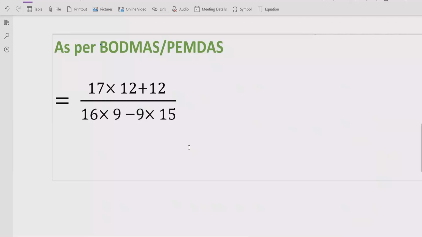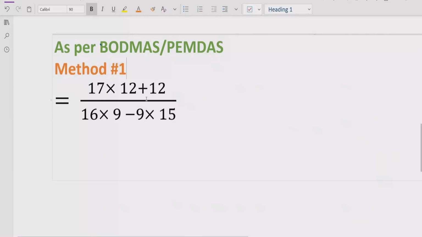So now let's move to the main quiz. First we have to solve using the BODMAS and PEMDAS method. This is method 1, which we will follow step by step. This is step 1. According to the BODMAS and PEMDAS method, you have to look in your expression first for a bracket or parenthesis. As you can see, we do not have any parenthesis or bracket in our expression. Also, we do not have any number which has a power, so there is no exponent. So we have to skip these two steps.